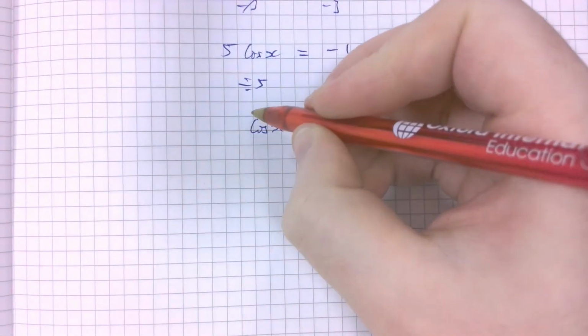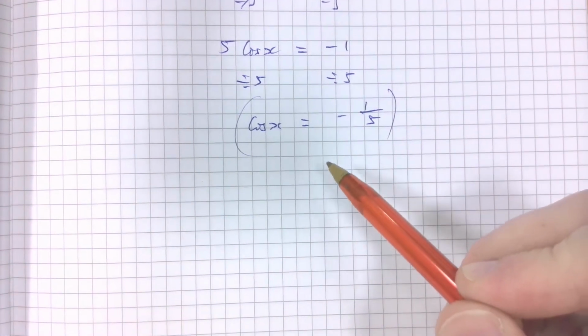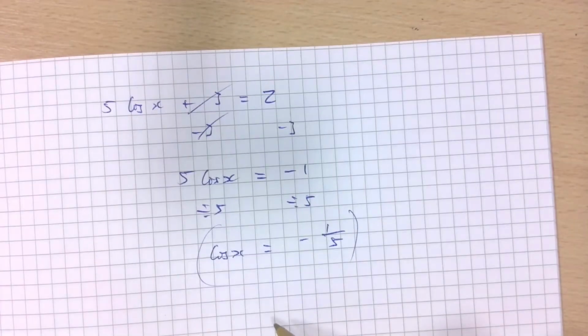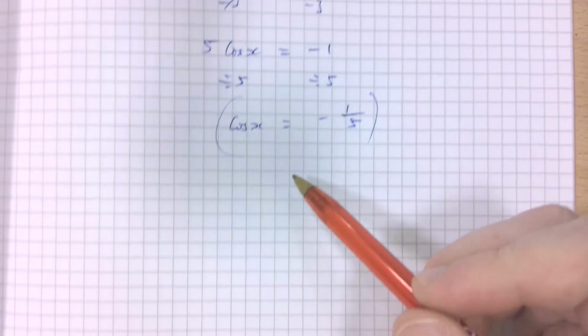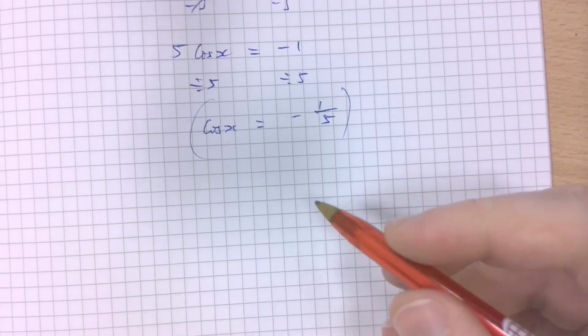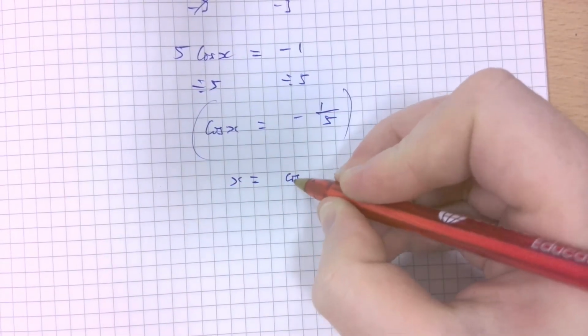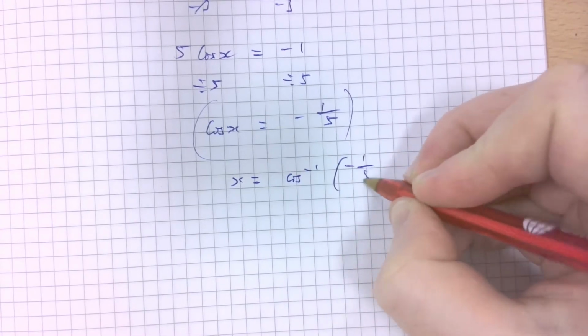And now I've got it in a form that looks a bit like what we had in the last video on the last set of questions I was doing. So really, there isn't much to hamper us. Just stay calm and crack on. And again, of course, x is the inverse cos of minus 1/5.